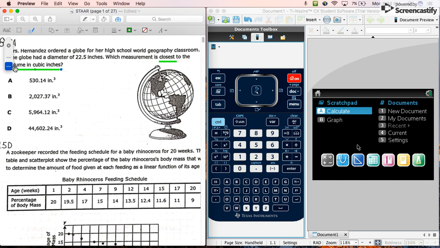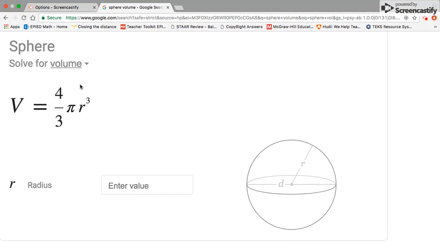Because I'm using volume, I know I'm going to look at my formulas for volume. In this case, the shape is a globe, and we can see it to the side. We're going to be using the formula for a sphere, which I have right here, which is V equals 4/3 pi times the radius cubed. Let's keep in the back of our mind that we need a radius.